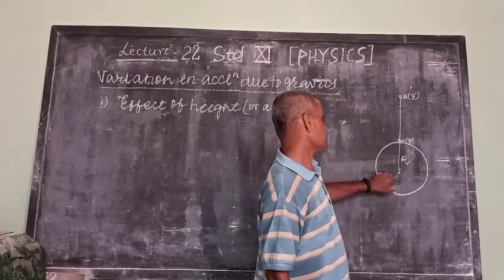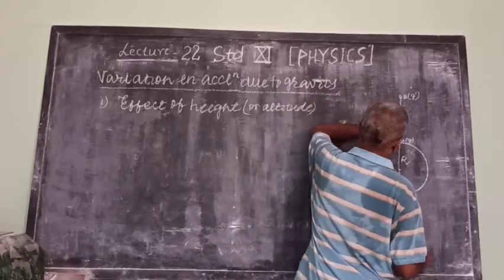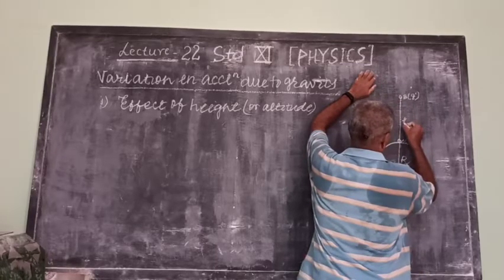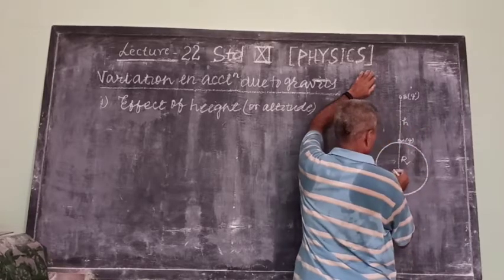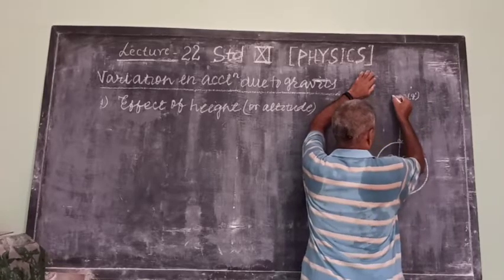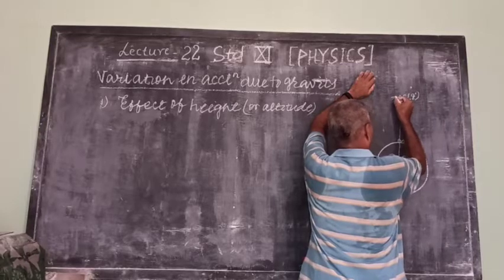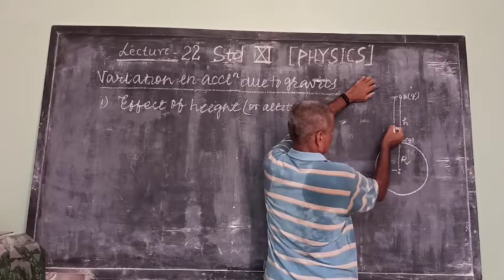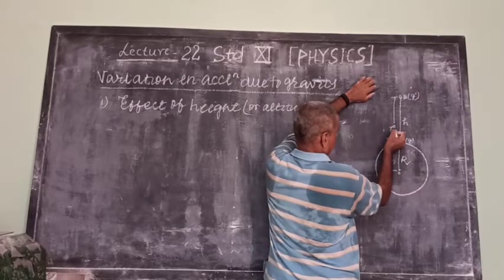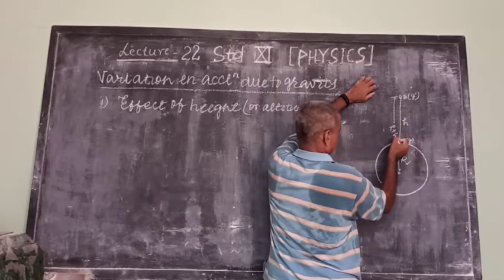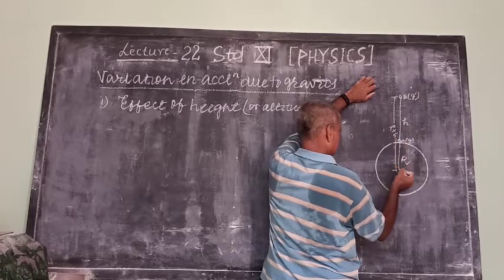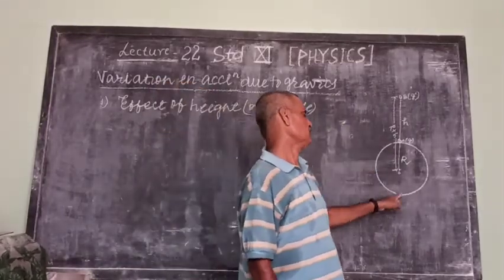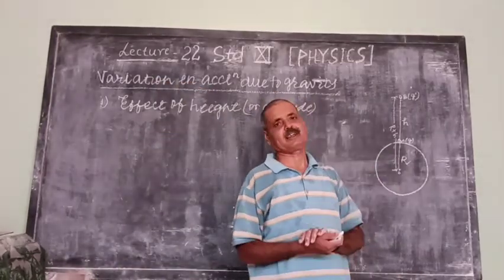What will be the distance? Now, this body is taken above the surface of earth at a height h, so from the center it will be r plus h. It is your duty to describe the diagram.